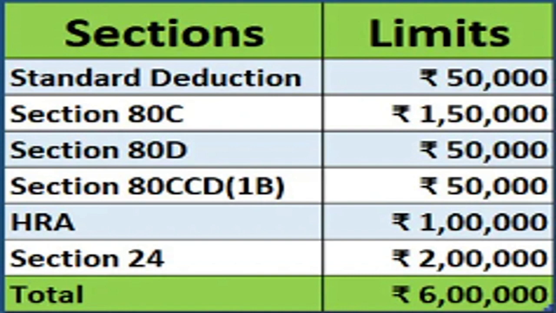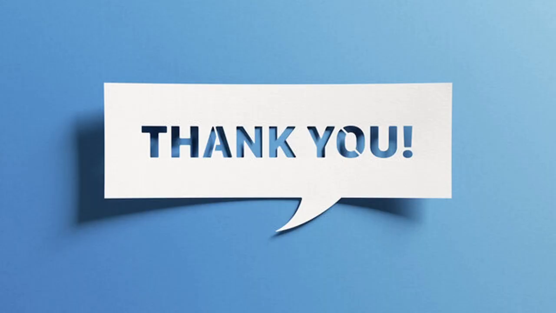A layman can say standard deduction 50,000, section 80C 1,50,000, section 80D is medical insurance 50,000, 80CCD 1B is NPS 50,000, and HRA 1 lakh without PAN number you can claim. If you have PAN number, your HRA eligibility is more, you can claim. Section 24 is your housing loan interest, which is 2 lakhs. You can claim. I mean, a layman can claim 6 lakhs without going to other sections. So this is a simple formula.